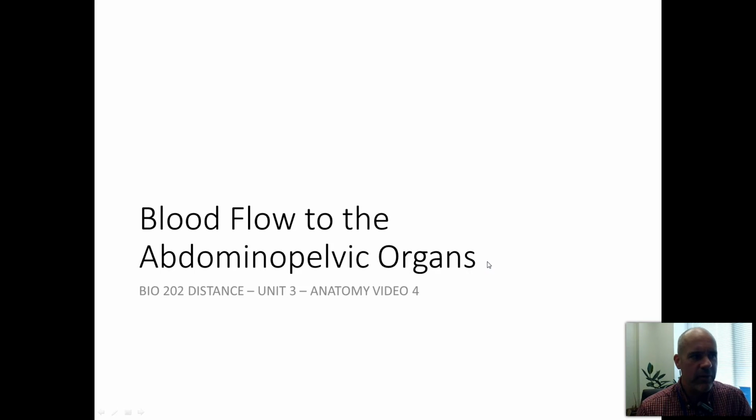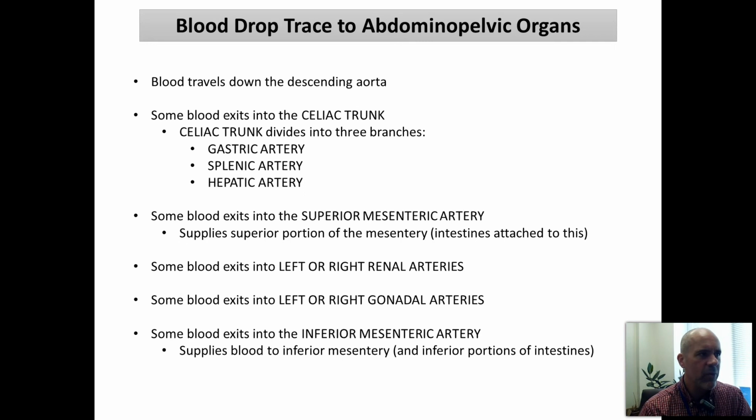All right, we're going to move on now to blood flow to our abdominopelvic organs. There are a few quirky things we're going to have to keep in mind when we send blood to the abdominopelvic organs. This is going to involve learning some specific arteries that go to particular locations, and there are a couple little quirky things that you'll have to keep in mind if you're asked about blood drop tracings to those locations.